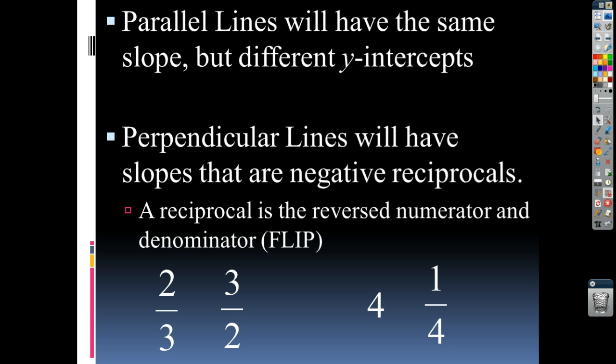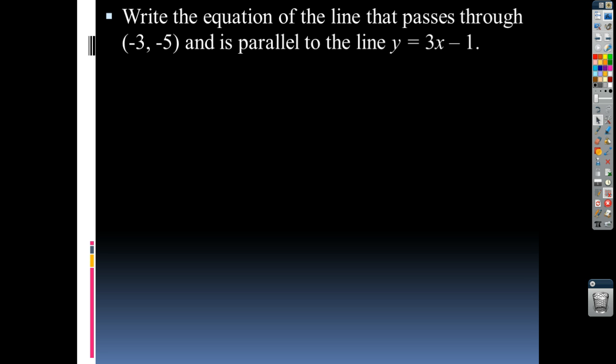Okay. All right. So we're going to write the equation of the line that passes through (-3, -5) and is parallel to the line y equals 3x minus 1. In order to do this, we need a slope and an intercept, or we need a point and a slope, and then we could put it into point-slope form. Either way, but this one we're going to write in slope-intercept form.